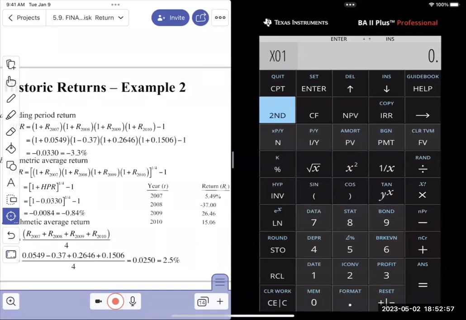I'm going to enter them as decimals: 0.0549, enter down, 0.37 negative, enter down, 0.2646, enter down, and 0.1506. So people who took my stats class know how to do this. And I don't remember if I showed you last class. So I've put them in there, and then to get the average, dial in.